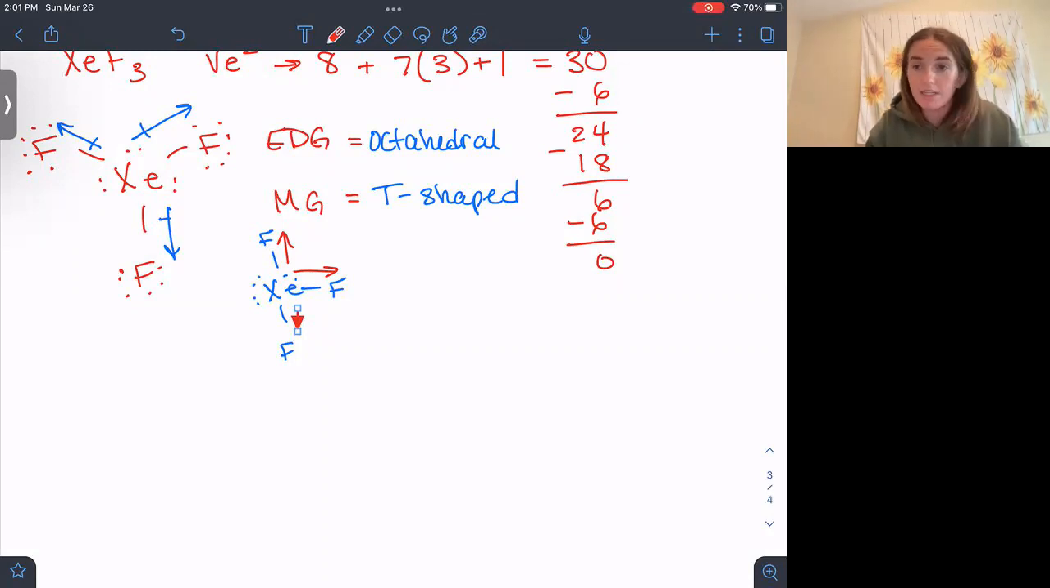But in general, as pressure increases, volume decreases. As temperature increases, volume increases, and as number of moles increases, the volume increases as well.